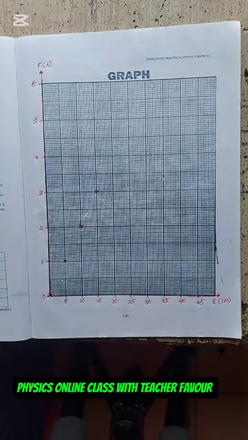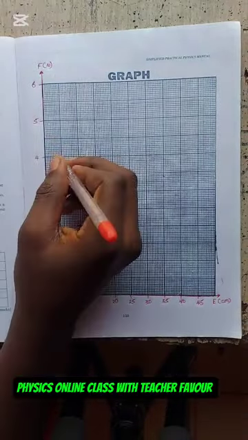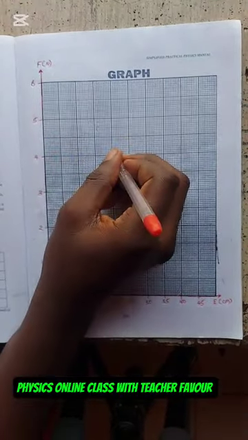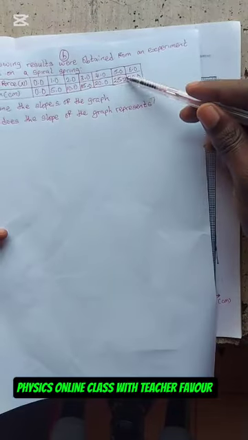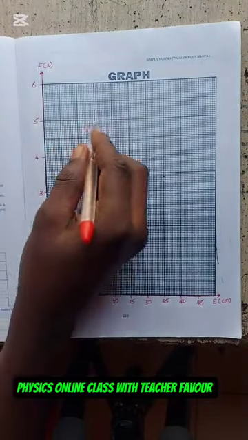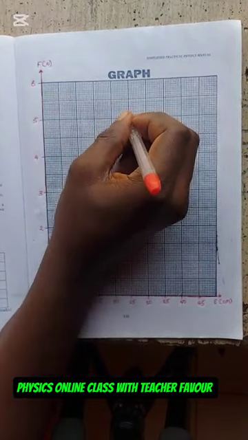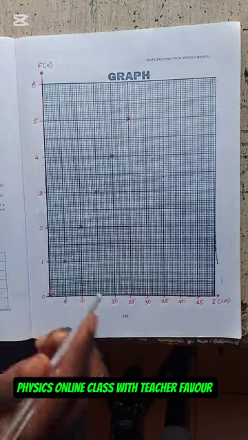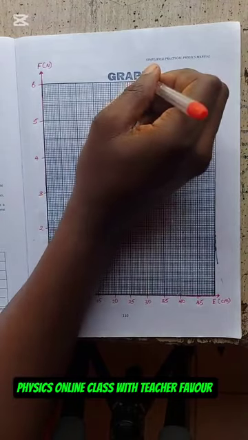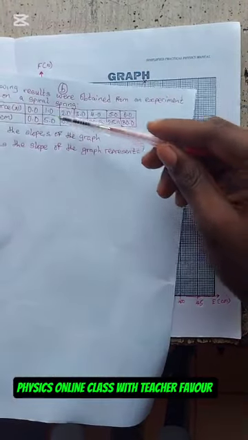Then the next is 4 against 20. Here is 4, while here is 20. So I'll mark my point here. The next is 5 against 25. So this is 5, while here is 25. I will take it up and mark the point here. While the last is 6 against 30. So this is 6, so I'll look for 30. Here is the meeting point. So I'll mark my point here. So I've succeeded in plotting this.